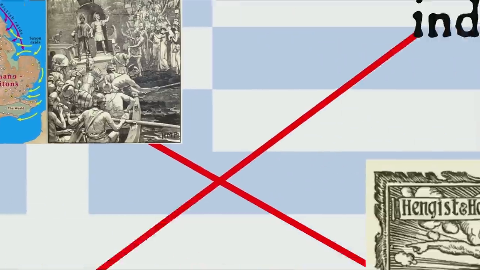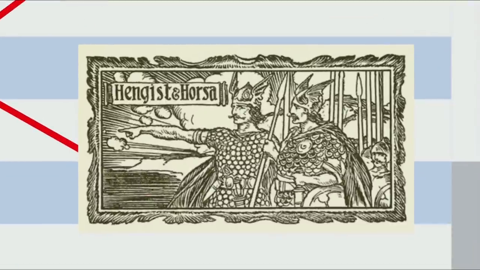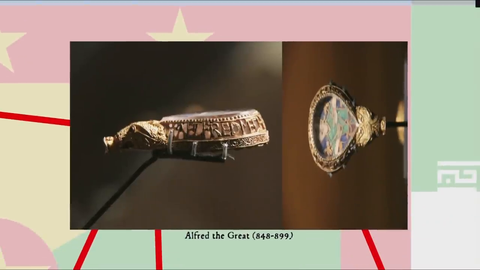The invited group was led by the brothers Hengist and Horsa, both of whose names mean horse, who decided to take over the land for themselves. But language was an important factor as well, as becomes clear a little later in the reigns of King Alfred the Great and his successors.